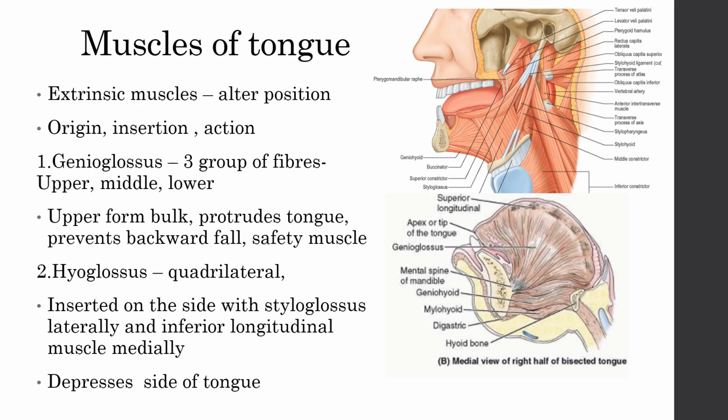So extrinsic muscles of the tongue we will study under the following heads: origin, insertion and action. Now the first muscle is genioglossus. The origin is from the mandible. So this is the genioglossus. This is the mandible, and this is the genioglossus, which is coming from the genial tubercles, superior genial tubercles of the mandible on either side.